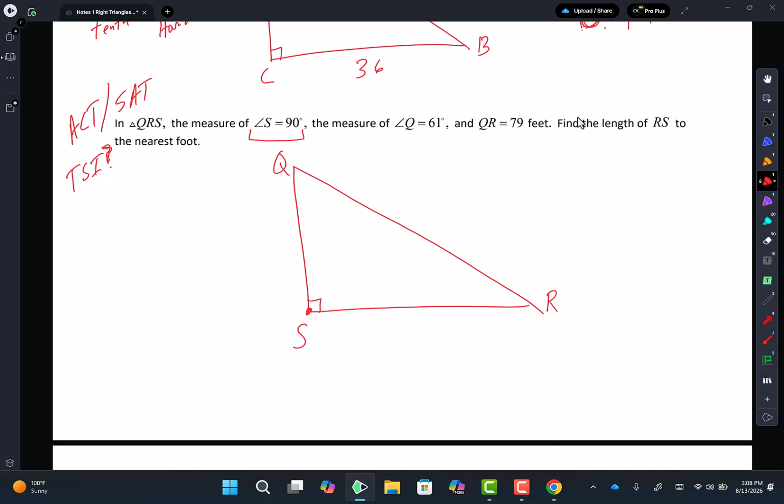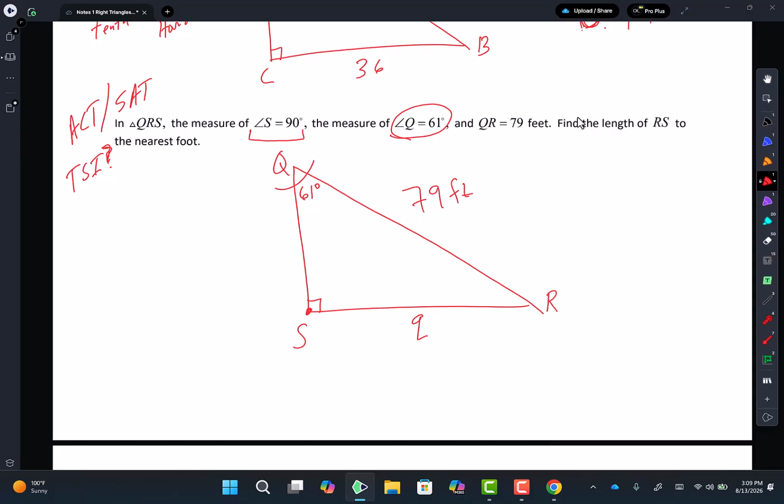Yes. Okay. Angle Q is how many degrees? So find angle Q. I like to mark it, and then I go 61 with a little degree symbol. So angle Q is 61 degrees. And then it says QR is 79. So that's this distance right here. 79. And I'm going to put feet. Find the length of RS. Okay, here's RS. I'm going to use angle Q. So I'm going to say this is little q. So there it is. Are we still okay?